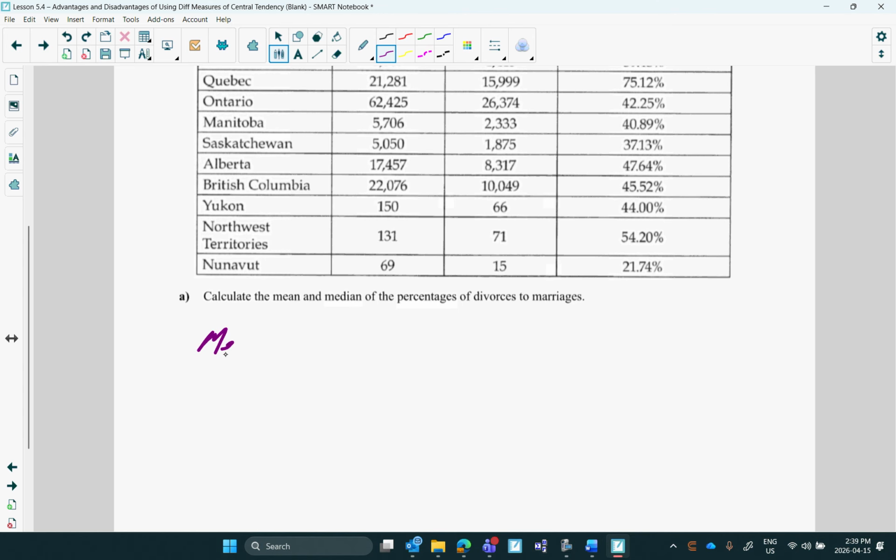The mean, you add all those up and divide by how many there are, you get 42.7%. And the median, when you list them lowest to highest and find the one in the middle, you get 42.25%. So they're actually pretty close. Okay.